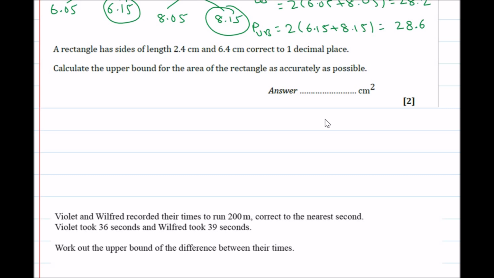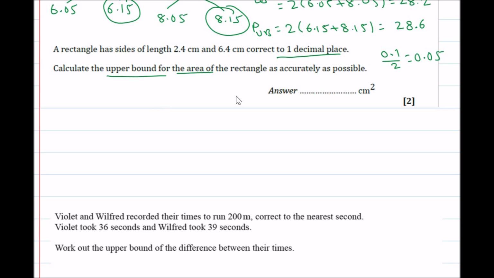Let's take another example. A rectangle has sides of length 2.4 centimeter and 6.4 centimeter, correct to one decimal place. That means you have to take 0.1 divided by 2, that is 0.05, and we have to add or subtract. But this time the question is asking to calculate the upper bound of the area. So for the area, what we need to do? Length times width, so multiplication is involved.